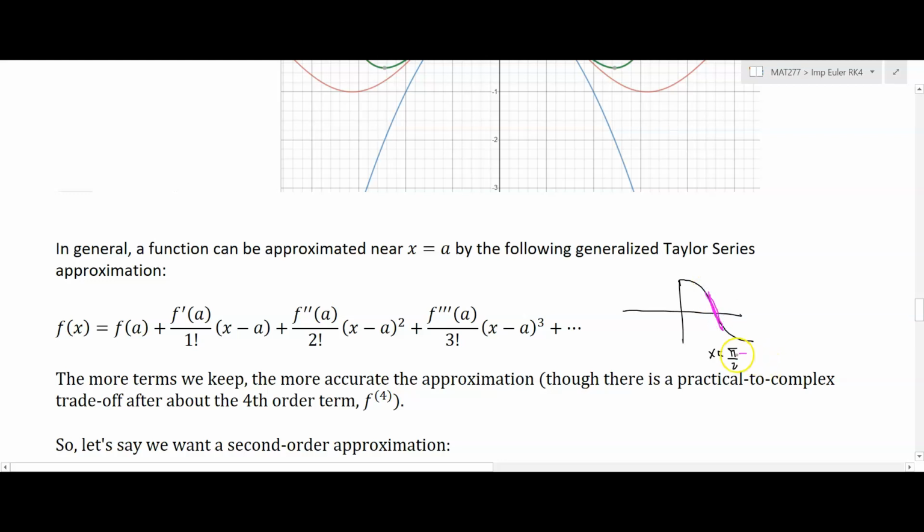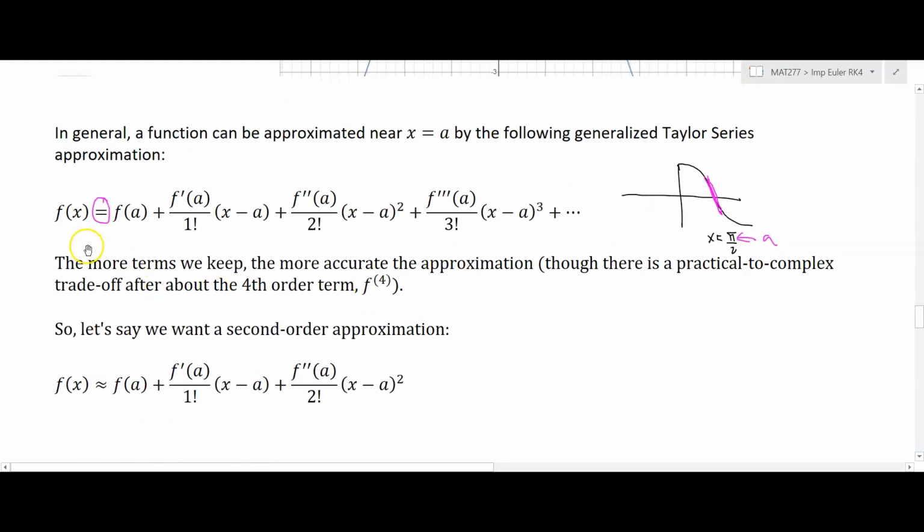So our a in this case would be pi halves. Okay, so you can see how this pieces together, and this just says plus dot dot dot. And the reason for that is because the only way to get these to be exactly the same is by having infinitely many terms. We're, of course, not going to keep infinitely many of them because that's no more practical than trying to use a complicated function.